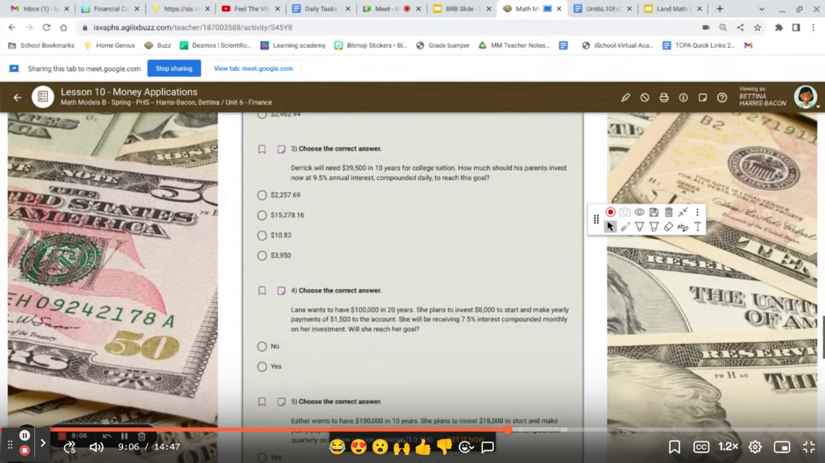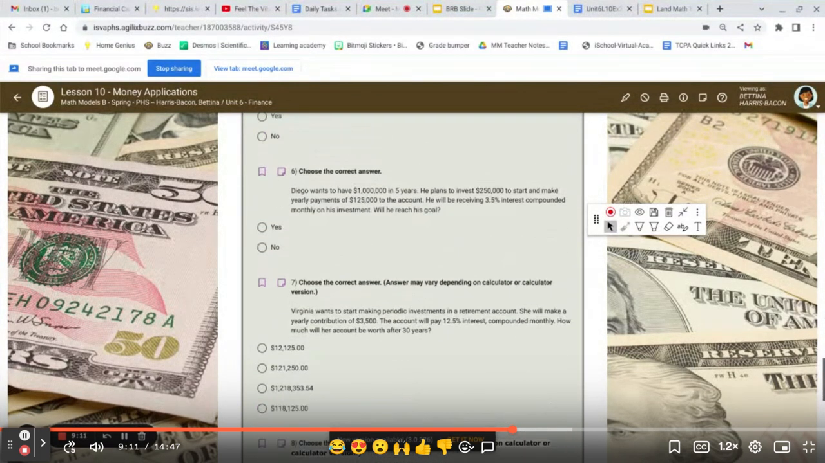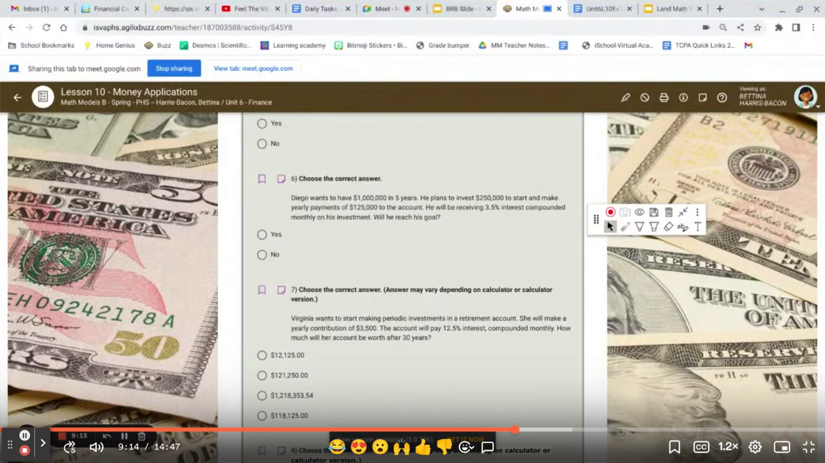All right. Let's scroll down some. Let's look at one of these ones with our yes and no. How about we look at number 6? All right, number 6 says Diego wants to have $1 million in 5 years. So in 5 years, he wants to become a millionaire.